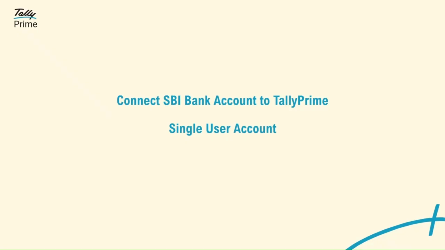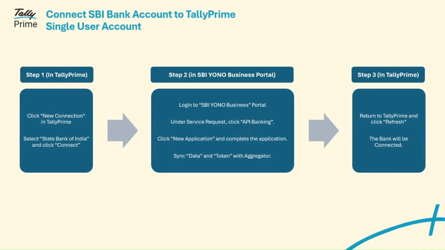Now let's see how to connect your SBI single user account to TallyPrime. The process to connect your SBI single user account to TallyPrime is entirely digital. You need to initiate a new connection from TallyPrime. You will then be redirected to the SBI YONO Business portal and then complete the API banking application. After completing the steps on the bank portal, you will return to TallyPrime to refresh the status. Let's see this in action.